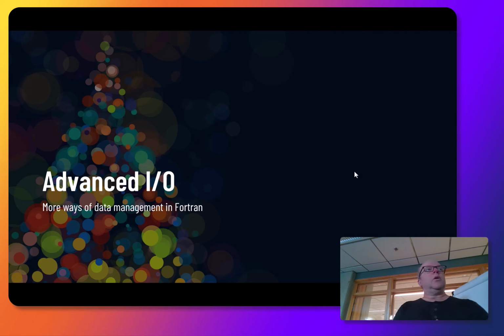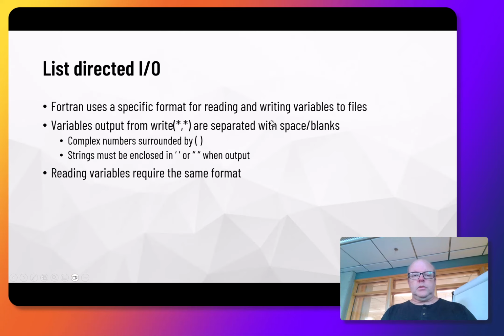So advanced I/O, we just managed to go through text files basically, and now we will continue with a bit more advanced text files and then also binary files. So it's here. Yes, so list-directed I/O is what we have used up until now.